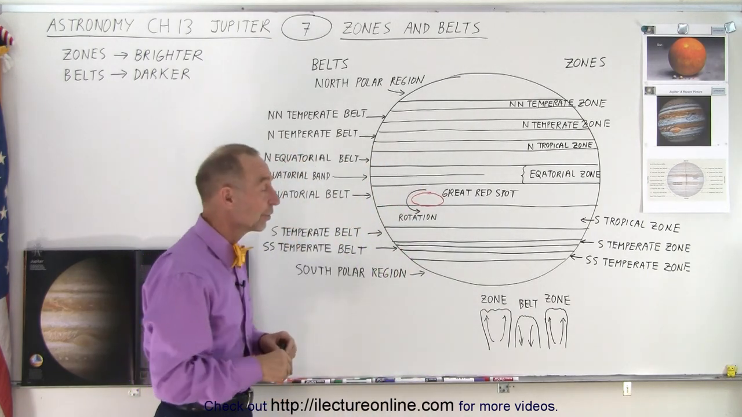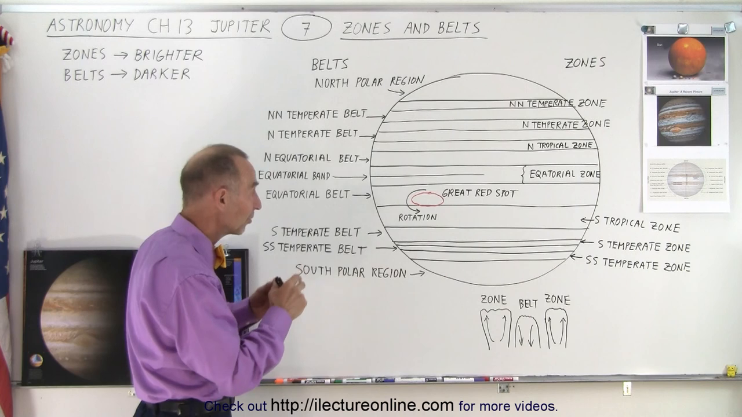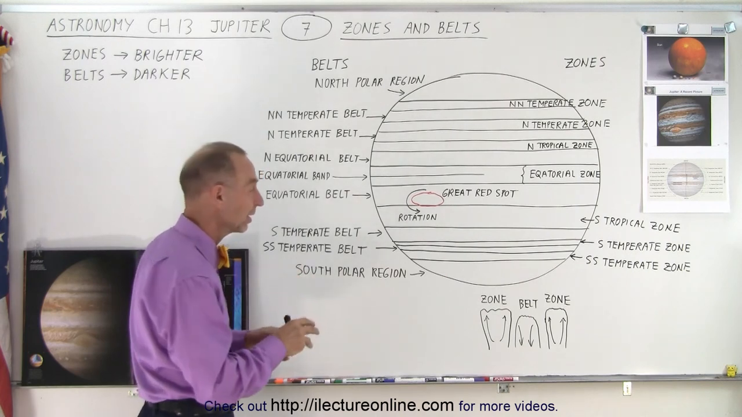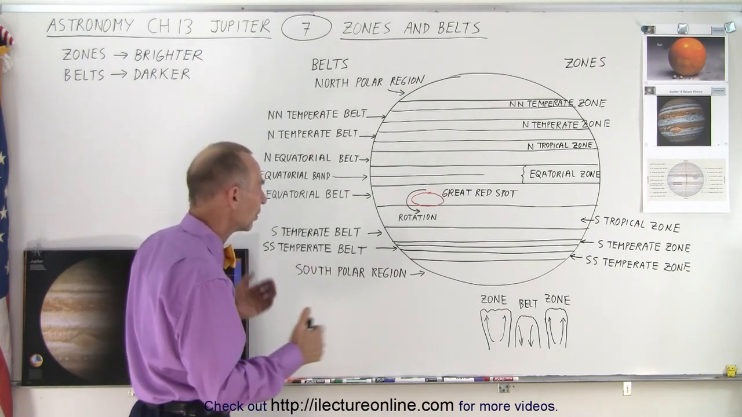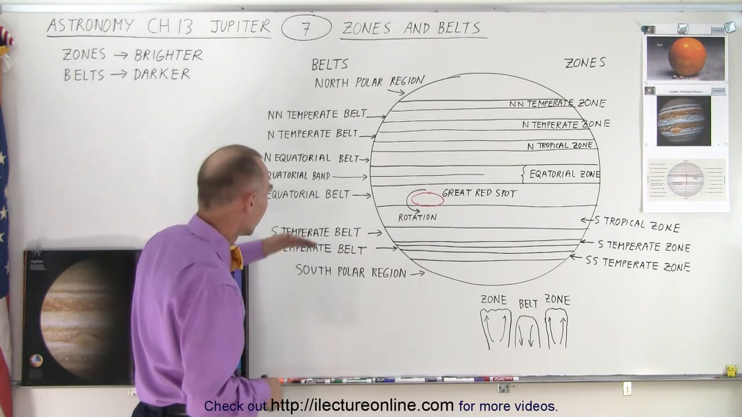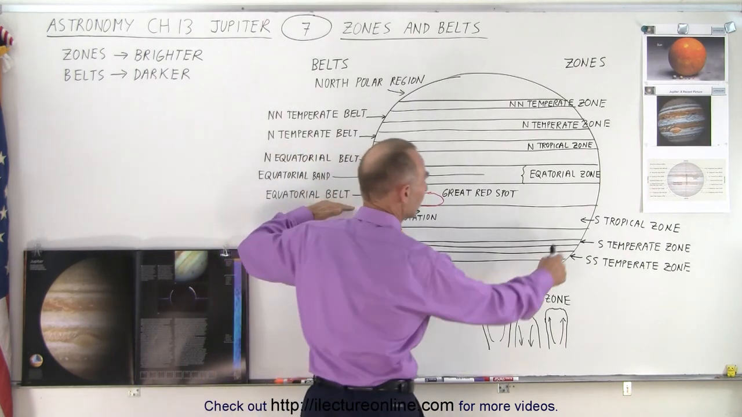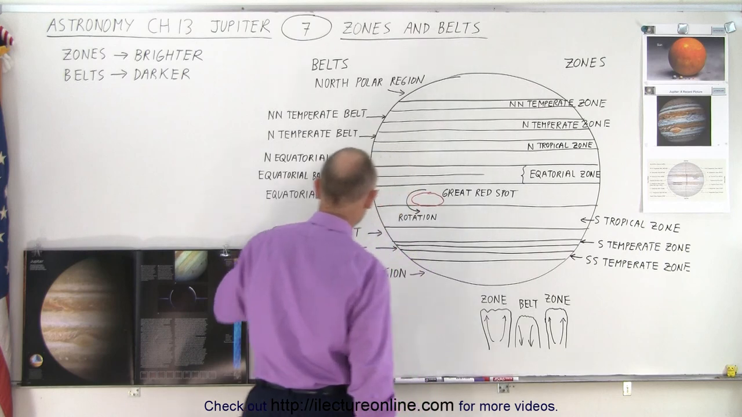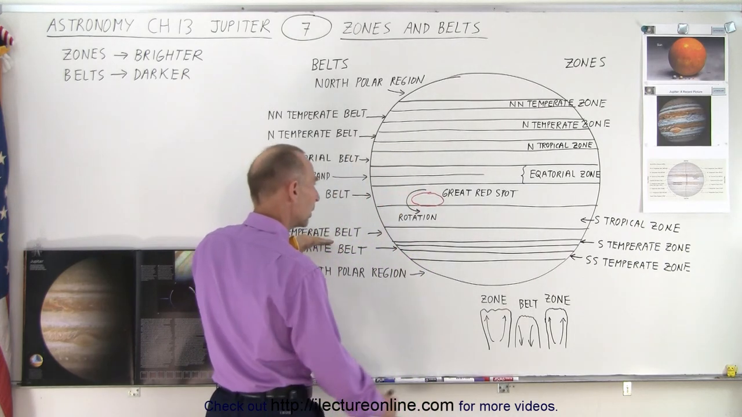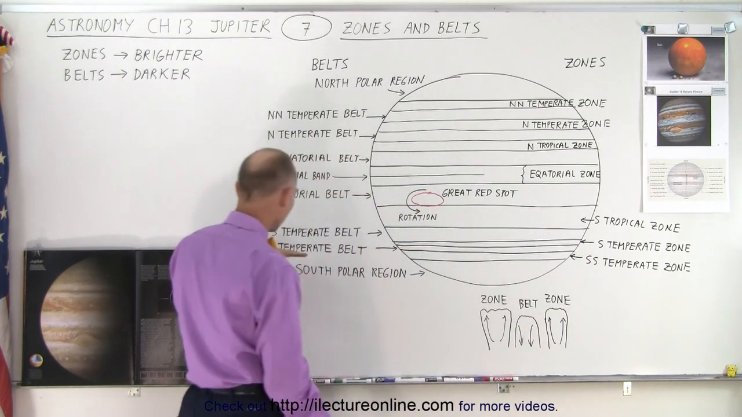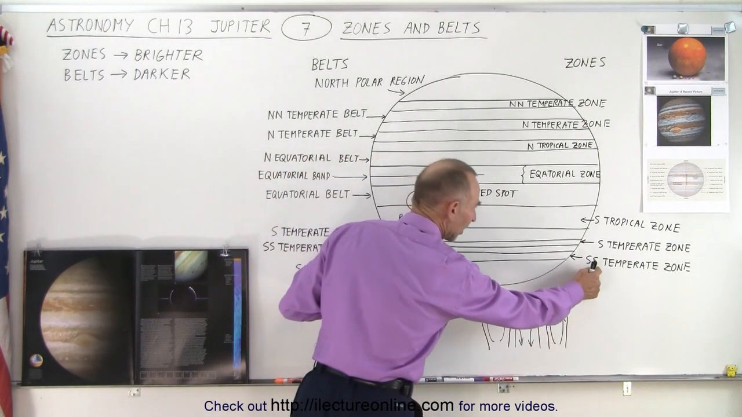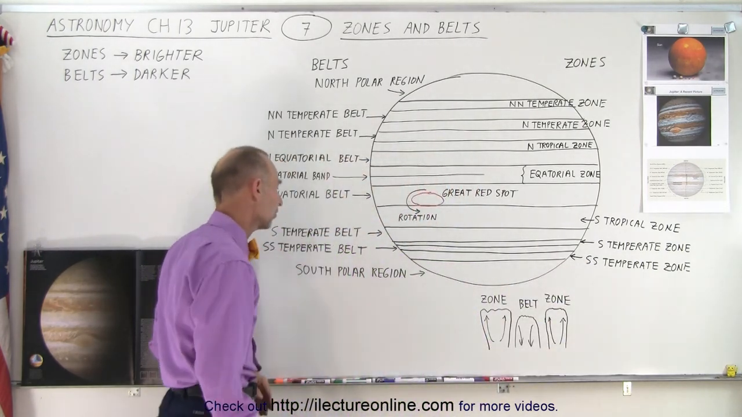We'll take a look at that in a little bit more detail. There are great little videos on the internet as well that you can see, and we're going to maybe put some of those clips in there so you can see the movement of the different zones and belts. Below the equatorial belt, we have the South Tropical Zone. We have the South Temperate Belt, the South Temperate Zone, the South-South Temperate Belt, and the South-South Temperate Zone, and finally we're down at the South Polar region.